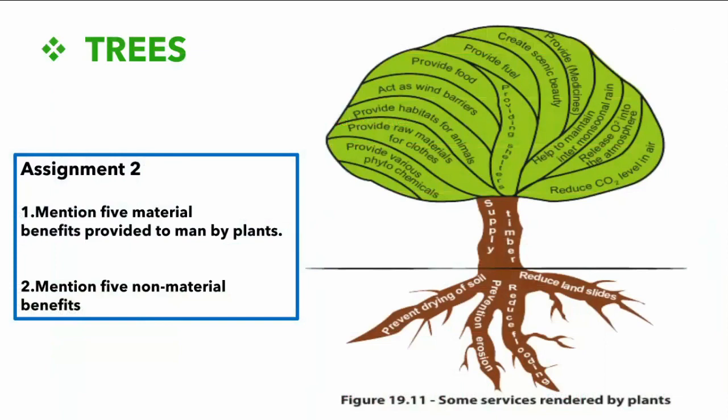Trees are a valuable natural resource that is used by man extensively. And some of the services rendered by plants to man are depicted in this figure. And some of these services come as benefits of materials, such as plants providing food. But some of these services are non-material benefits. So based on this figure, answer these two questions.